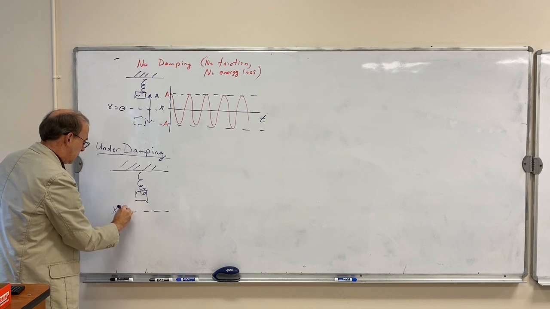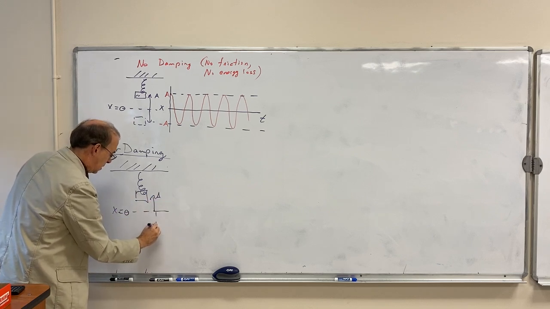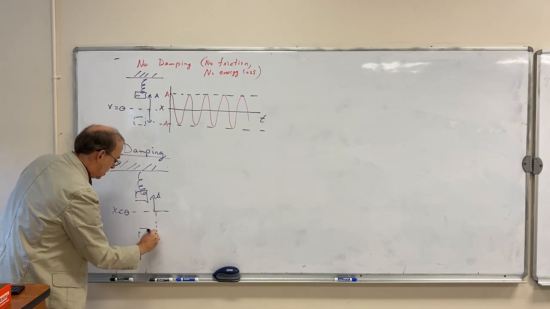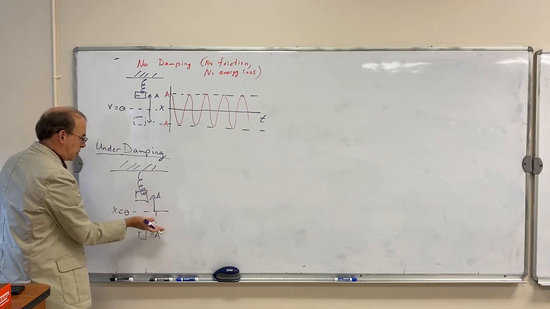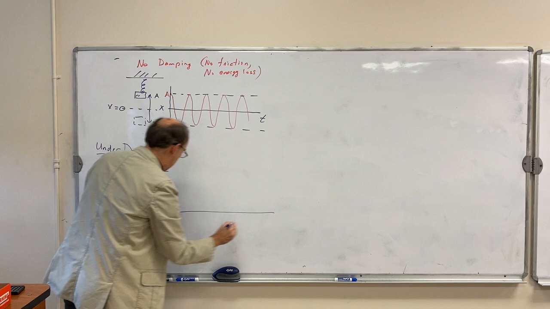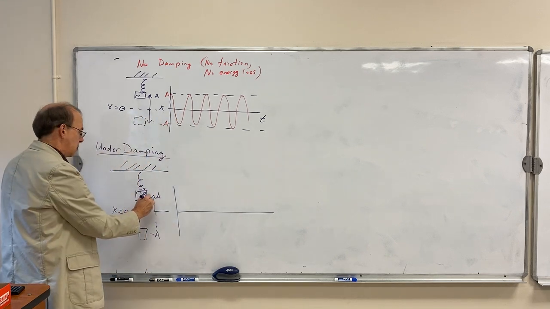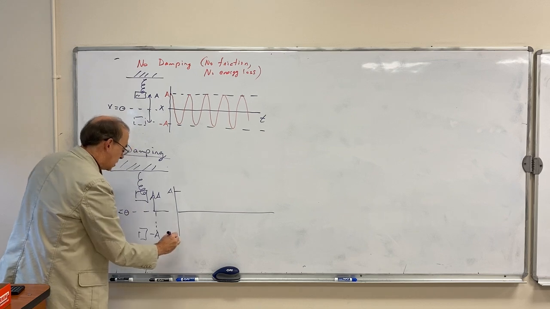Here's our x equals 0. This is A. Down here is minus A. The mass is going to oscillate. I'm going to push it up and release it. I'm going to do a graph. So here's A, here's minus A.